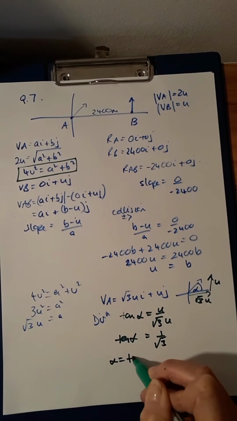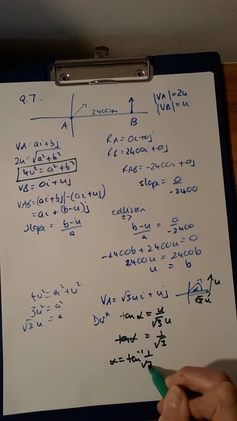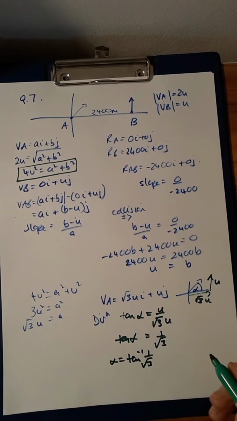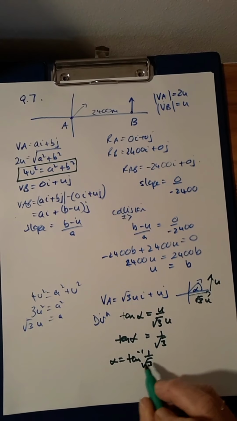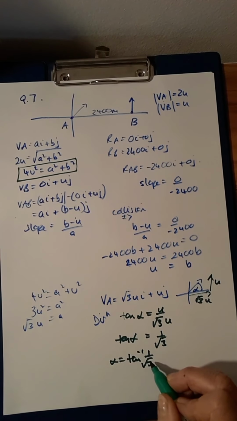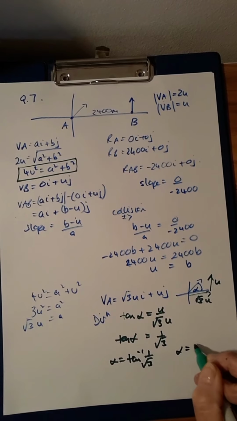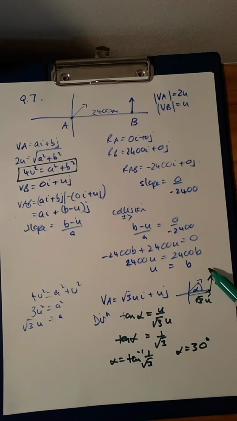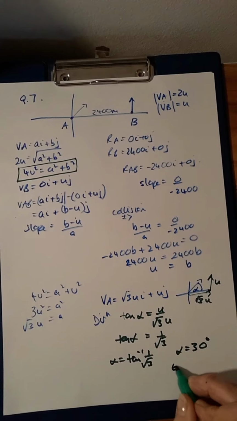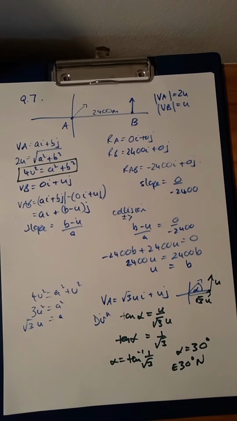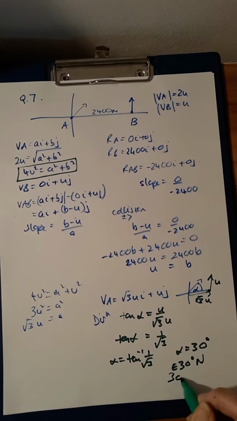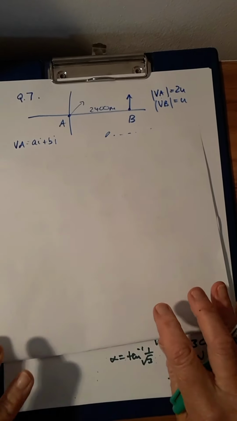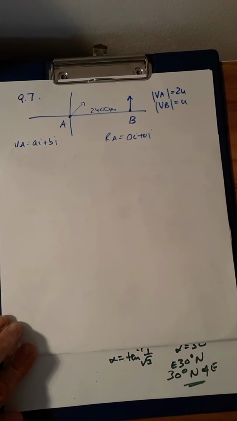Which means that alpha is equal to arctan 1 over root 3. And if you look in the calculator, or if you check your log tables, you'll see that the tan of an angle that has a value of 1 over root 3 is 30 degrees. So alpha is equal to 30 degrees. And we can see that you're going east and then you're heading north 30 degrees. So it's east 30 degrees north, or you could say 30 degrees north of east. Okay, and the last bit is find the time to the collision.